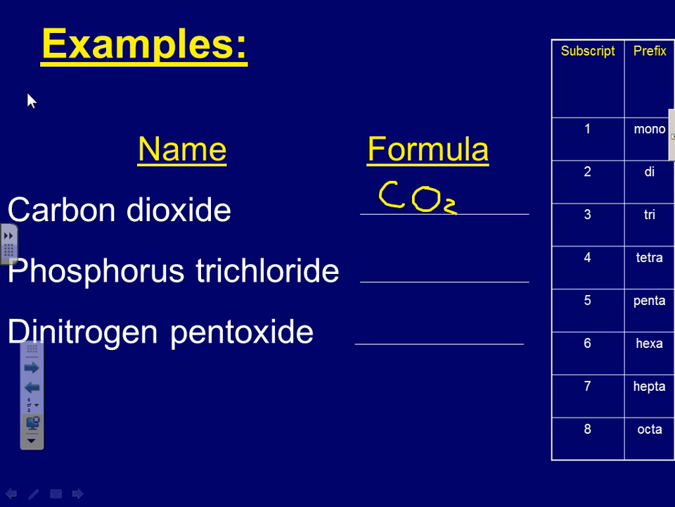Phosphorus trichloride. Pat, what do you think? PCl3. And I'm hoping you're thinking this is a yawner. This is an easy one. Because it is. PCl3. Dinitrogen pentoxide. Dinitrogen pentoxide. What do you think, Josh? So, the di means what?